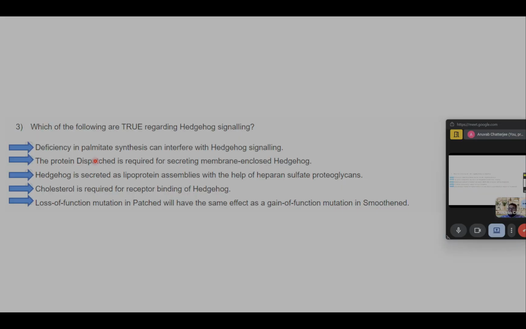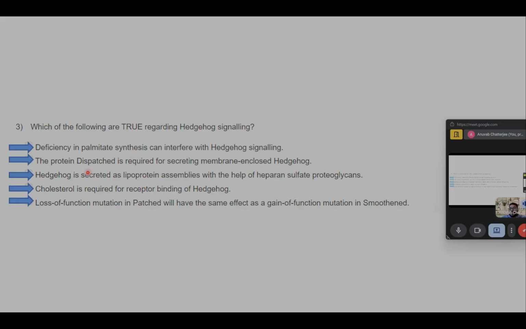So let us look at what the options are. Which of the following are true regarding hedgehog signaling? First, deficiency in palmitate synthesis can interfere with hedgehog signaling, which is true. As we see, palmitate and cholesterol both being added to sonic hedgehog makes it a signaling ligand. Without palmitate addition, there will be no signaling, even though hedgehog is secreted, and thus deficiency in palmitate synthesis can cause problems with it. Palmitate addition also helps in secretion of hedgehog, so this option is true.